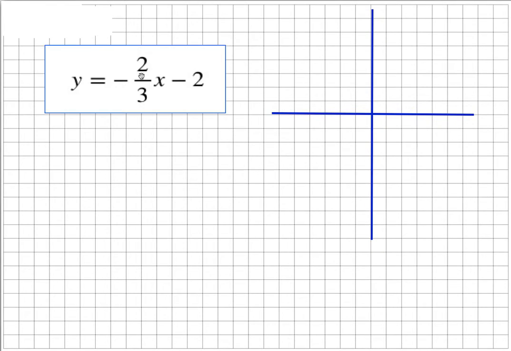Alright, so we're gonna go ahead and plot this equation on our graph. It's already in slope-intercept form: y equals minus 2/3 x minus 2. So the first thing I'm gonna do is plot the y-intercept on the graph. The y-intercept is minus 2 over here, okay? So let's go to our graph.